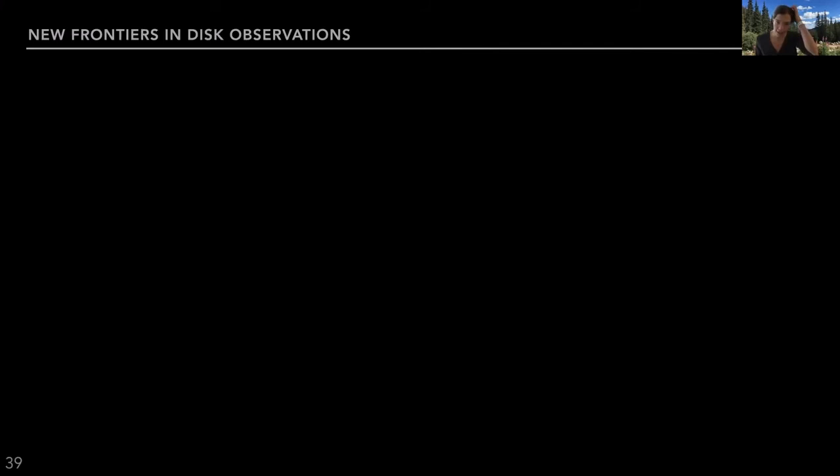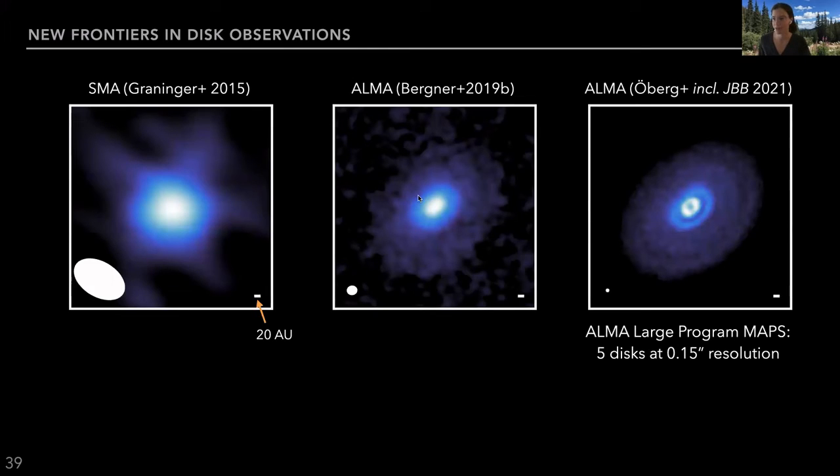All right, so I want to take a minute to just talk about what the next step in this type of disk observation is. This is a sort of gratuitous image showing the comparison of the same disk observed in the same line with the SMA, with moderate resolution by ALMA, and with high resolution by ALMA. And you can see that we now have this exquisite detail in the patterns of emission within the disk. This far right image is taken as part of the ALMA large program MAPS, which surveyed 5 disks at very high spatial resolution.